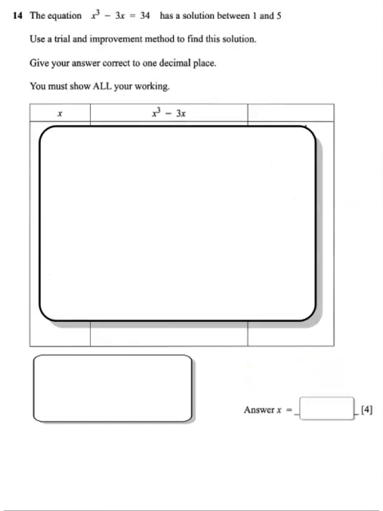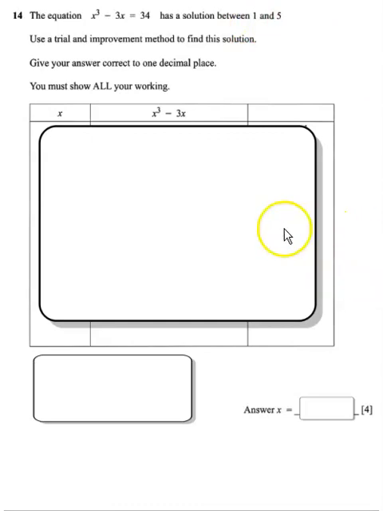Question 14 is a trial and improvement question. And it's got the equation here of x cubed take away 3x equals 34. And it has a solution between 1 and 5. So we have to pick a number between 1 and 5 to start with. And then just work from there.